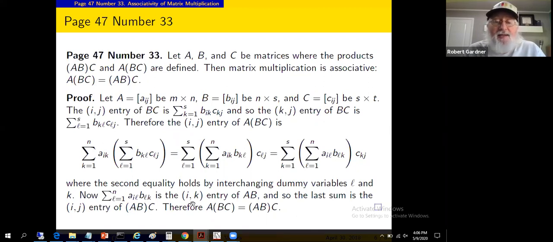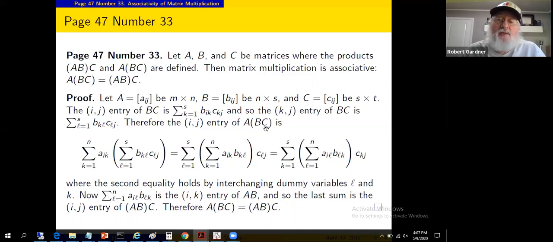So what we've got is the ik entry of AB times the kj entry of matrix C, and we're summing over the k's. Trust me, peek back at the definition. That's exactly the ij entry of matrix AB times C. You've got entries of AB here. You've got entries of AB times C in this double summation. So we've got the ij entry of A times BC equal to the ij entry of AB times C.